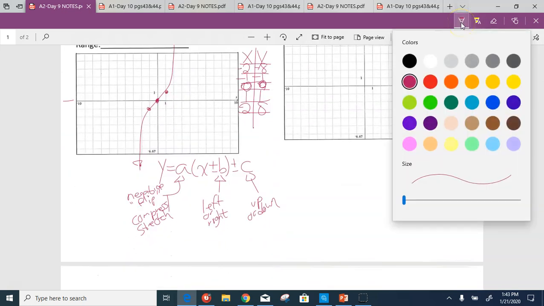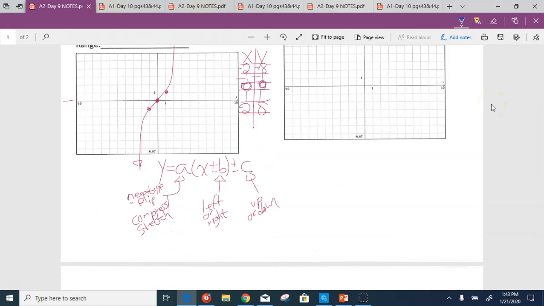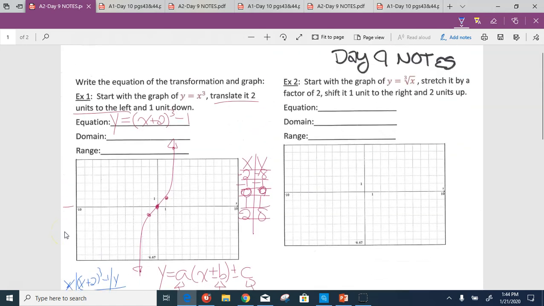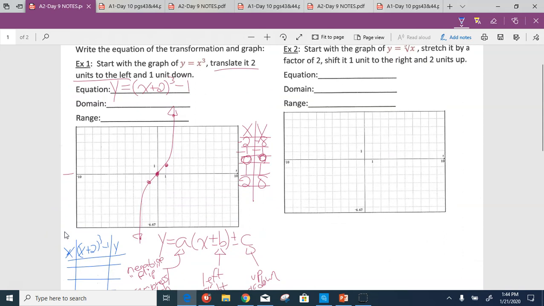I'll go ahead and switch my color up. I'll make a table over here. X plus 2 to the third power -1. And I'll give my y values. Alright, so the effect I have described says that the anchor point should translate 2 units to the left, 1, 2, and 1 unit down. So I should have a graph right there.